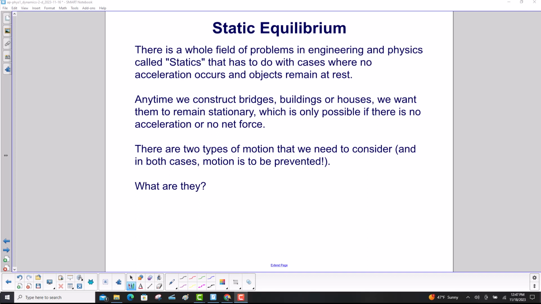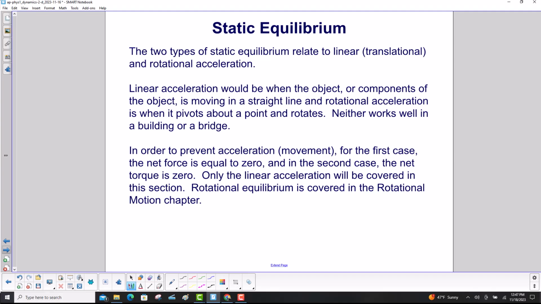There are two types of motion that we need to consider, and in both cases, motion is to be prevented. What are they? The two types of static equilibrium relate to linear, or translational, and rotational acceleration. Linear acceleration would be when the object or components of the object is moving in a straight line, and rotational acceleration is when it pivots about a point and rotates. Neither works well in a building or a bridge, or a house.